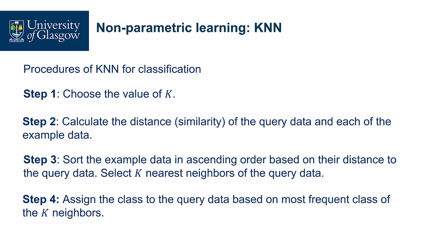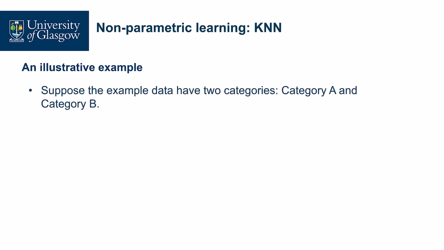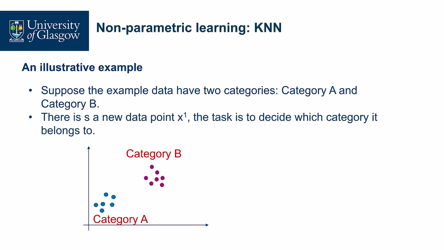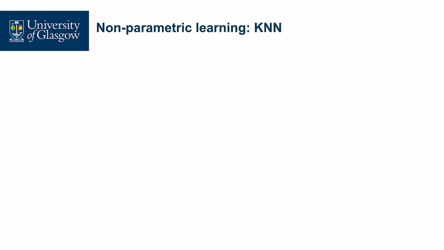So these four steps are a bit abstract. Let's see a real example to explain. Now we have two categories, category A and category B. We can see the data here, category A is here, category B is here. Now there is a query data. We call it X1. X1 is new, and my question is which category does X1 belong to, class A or class B? This is a classification problem. Let's see, using the four steps, how KNN works.